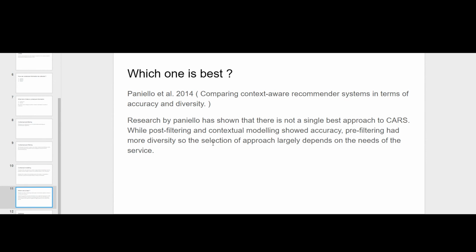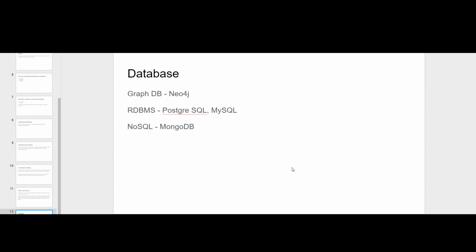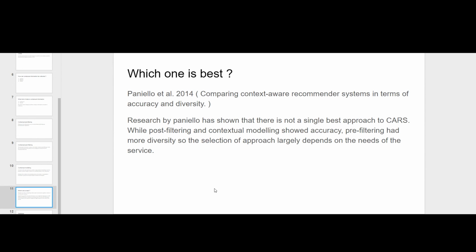So which one of these is best? There's been some research about this, and Panniello et al. came to the conclusion that there isn't a single one that outperforms the others. They're just built for different approaches, and while post-filtering and contextual modeling have shown higher accuracy, pre-filtering had more diversity. So the selection of the approach depends on the needs of the service.